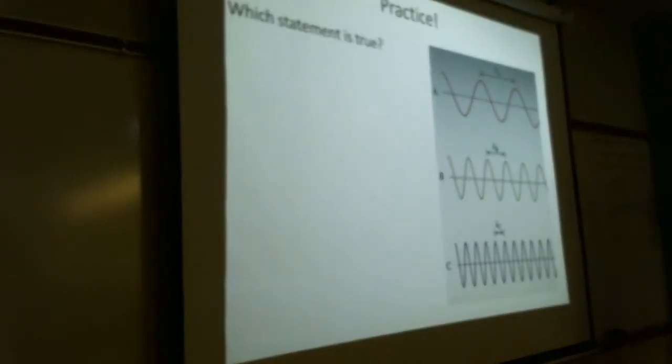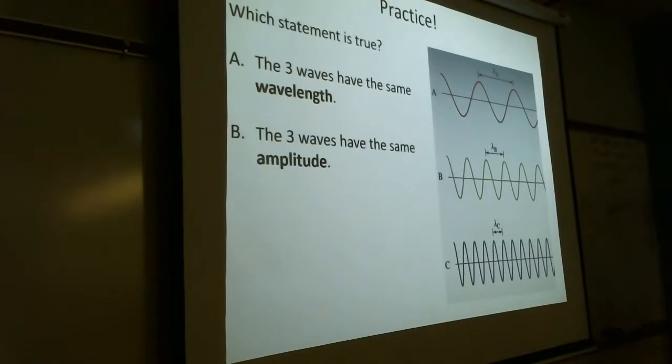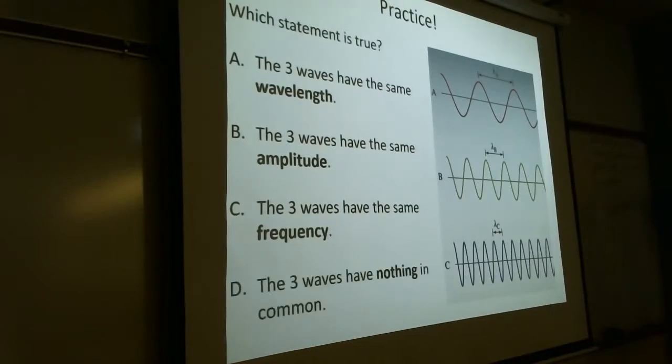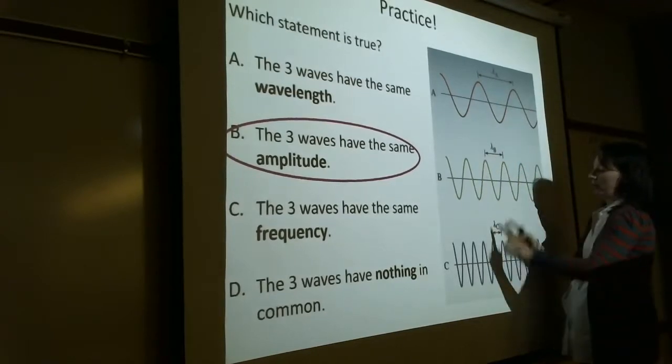So pick the statement that is true regarding these 3 waves. A: The 3 waves have the same wavelength. B: The 3 waves have the same amplitude. C: The 3 waves have the same frequency. Which statement here is true? B is the correct answer, right? They have the same amplitude. They all have the same height. Now, there's no scale here, but you could just qualitatively tell by looking at this. They have the same height, but they definitely don't have the same wavelength, right? Bigger wavelength, smaller wavelength, much smaller wavelength.